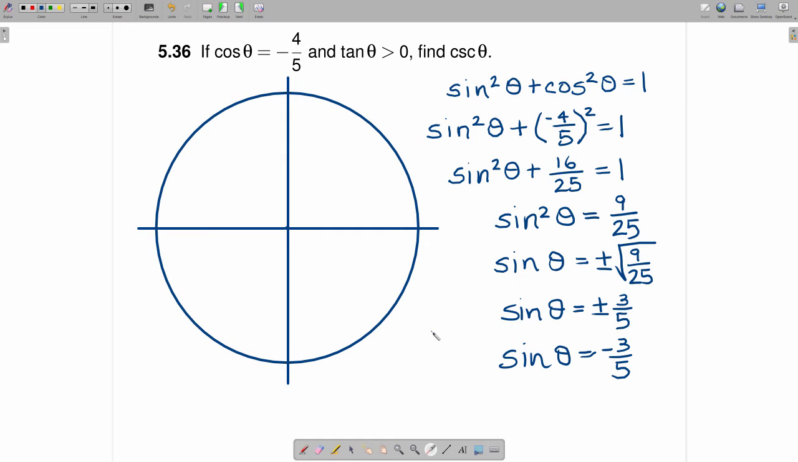That doesn't quite answer the question because the question is asking for the cosecant of theta, but that won't be any problem at all because you know that the cosecant of theta is simply 1 over the sine of theta. You know that the sine of theta is negative 3/5. Well, the reciprocal of negative 3/5 is negative 5/3, and that is the value of the cosecant of theta.